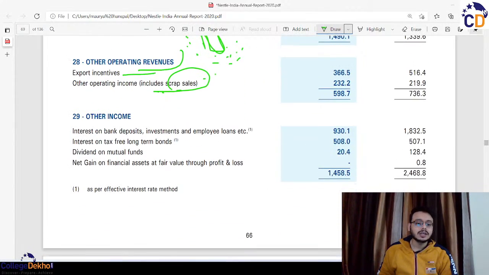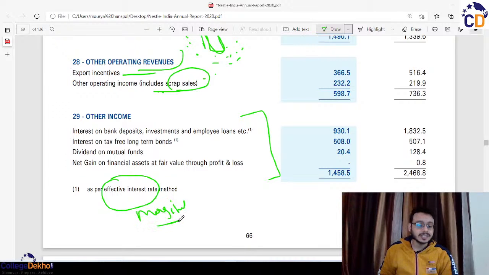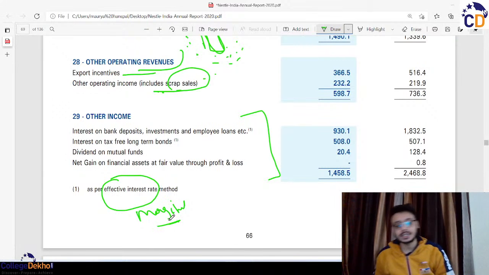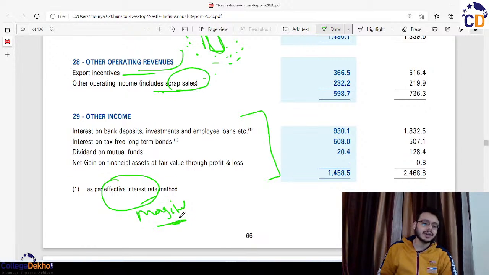Then you have the other income. The company can earn other income from the interest on bank deposits, investments, employee loans, interest on tax-free long-term bonds, or dividends on mutual funds. All these are sources from which the company had earned money. And this is as per the effective interest rate and not as per the marginal interest rate. Because when you are charging the interest rate, we have two types: one is the effective interest rate and one is the marginal interest rate.